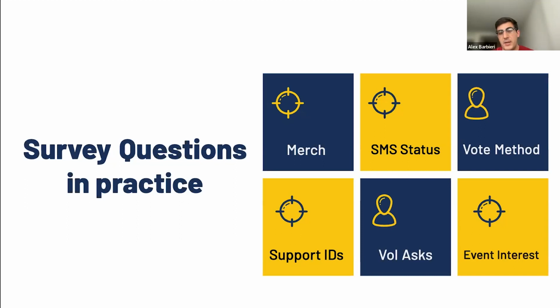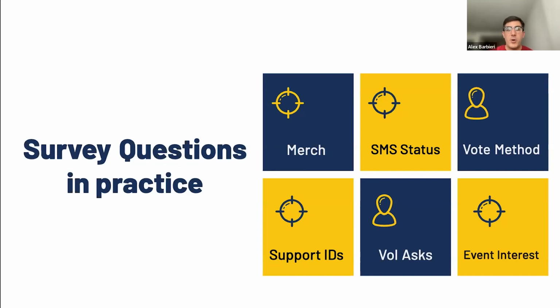Another very common one is supporter IDs. So do they support you? Yes or no? Do they support your opponent? Yes or no? You might recognize this from the 1 to 5 scale, where 1 is a strong supporter, 2 is a lean supporter, 3 is undecided, 4 is a lean supporting your opponent, and 5 is your strong opponent.